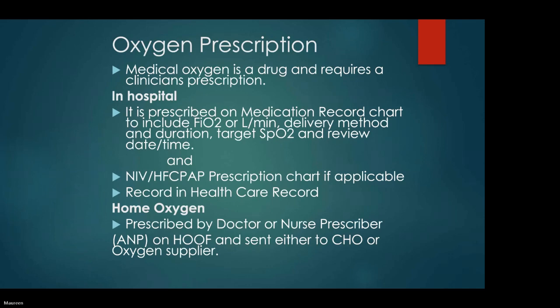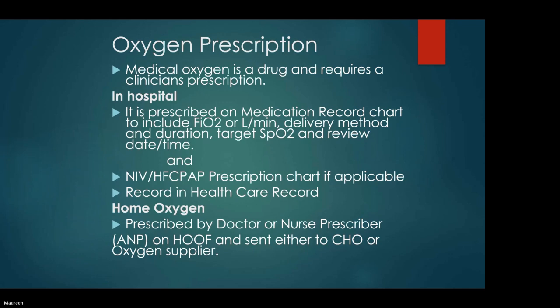And that's done on a standardised form now called a HOOF. And it's either sent to the community health office to be approved if you have a medical card, or it's sent directly to the oxygen supplier that is assigned to your geographical area in the country. We don't really have any control over that now.